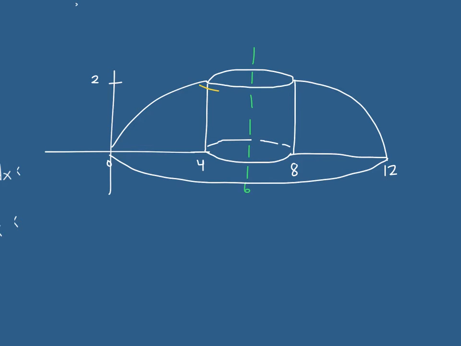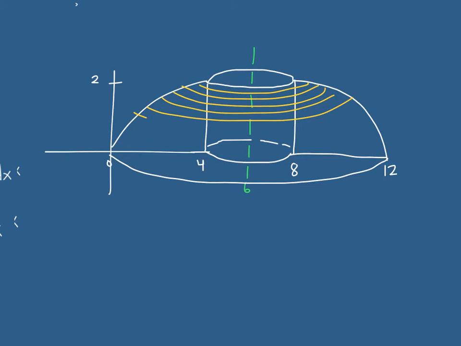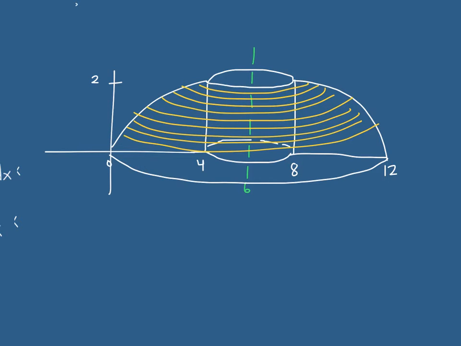Okay, and it's rotated around this way. The nice thing about doing shells is having a core doesn't affect your work at all. You don't have to worry about it, because you're unwrapping the shells. Okay, let's think about the outer shell.